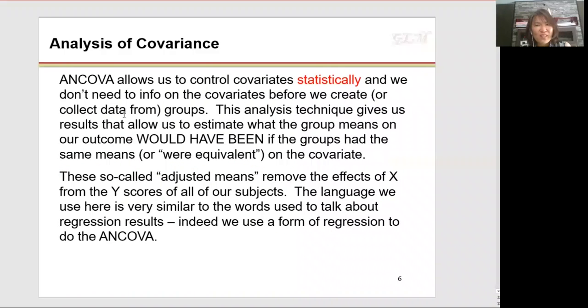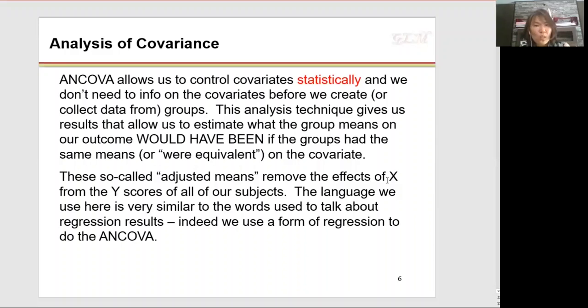ANCOVA allows us to control covariates statistically, yes. And we don't need information on the covariates before we create or collect data from groups. This analysis technique gives us results that allow us to estimate what the group means on our outcome would have been if the groups had the same means, or were equivalent, on the covariate. These so-called adjusted means remove the effects of X from the Y scores of all of our subsets.